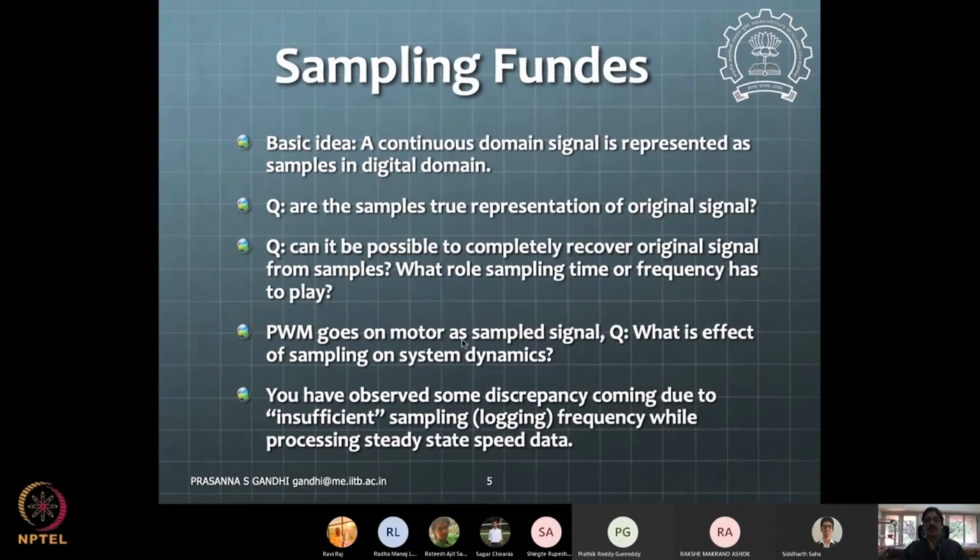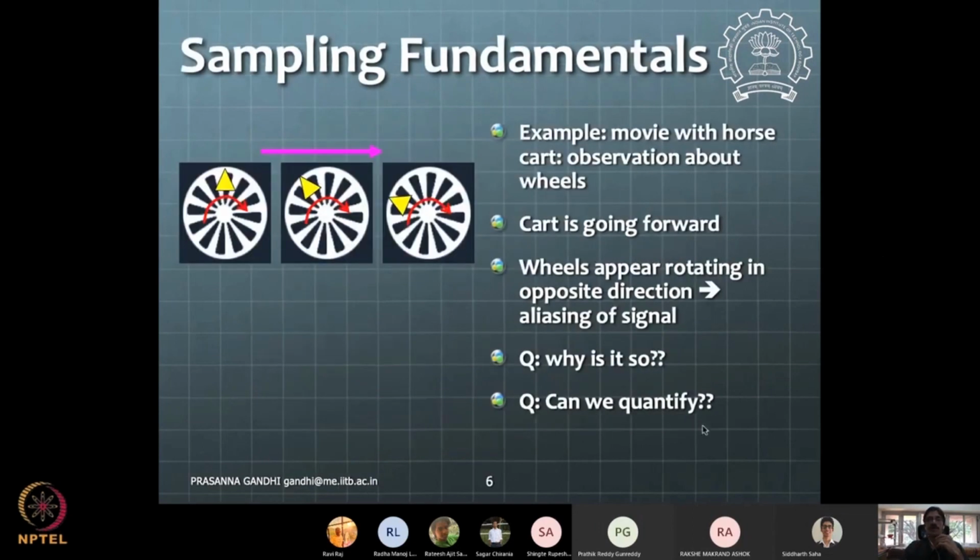This is another question that we have raised: PWM going to the motor is a sampled signal. So if there is a sampled input going to my system in a steppy form, what is its effect on the system dynamics? Many times you will find discrepancies between actual practical results and what you are getting in simulation, because of insufficient sampling, or the sampling frequency not being proper. So we will get to this in a little more detail now.